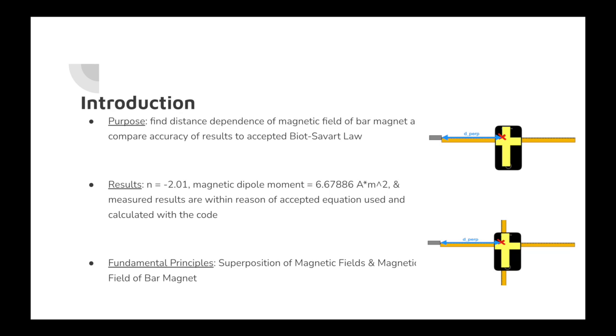So for the results, n, or the exponent of the distance dependence of the magnetic field of a bar magnet, is negative 2.01, and the magnetic dipole moment of the bar magnet that I received from Dr. Greco was around 6.67886 ampere per meter squared. The measured results are within reason of the accepted equation that we will discuss later, and will be calculated with the code. The fundamental principles used in this lab are the superposition of magnetic fields and the magnetic field of a bar magnet.